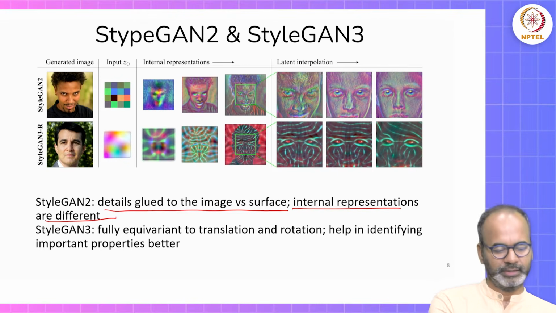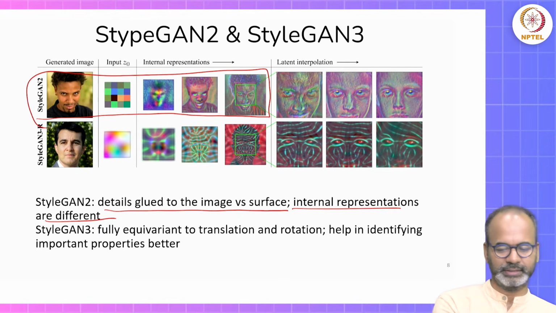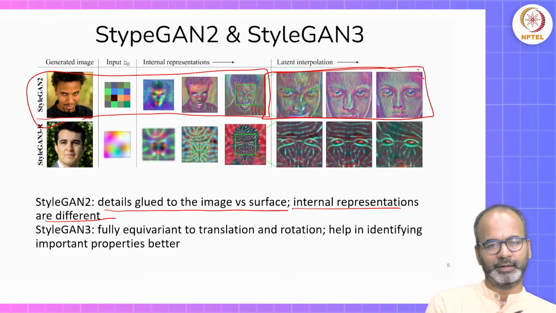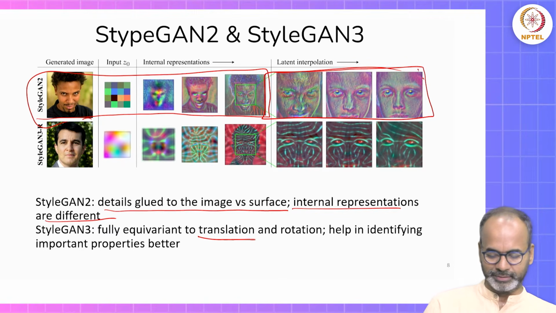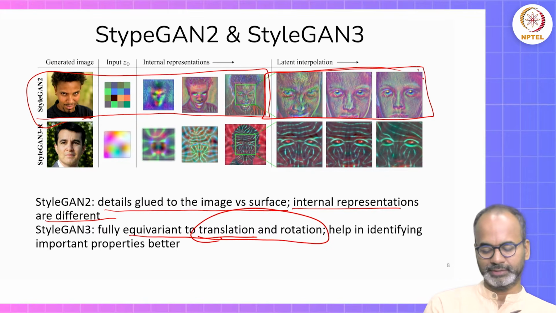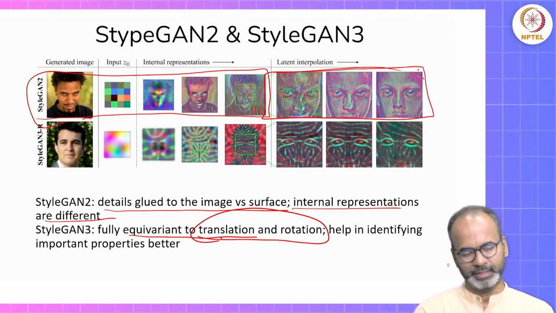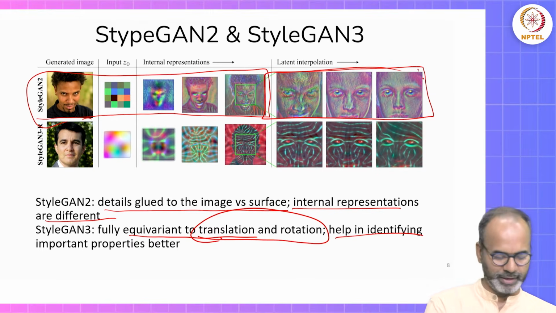Internal representations, so if you look at StyleGAN2 here, internal representations, this is how it is. In the later latent interpolation, meaning looking at the input image, the face here. In StyleGAN3, it does not matter whether it is equivariant to translation and rotation. Translation and rotation are two different methods. You may remember some parts of the lectures before where we talked about how images can be transposed. So that's the idea for translation and rotation, helping in identifying important properties better.